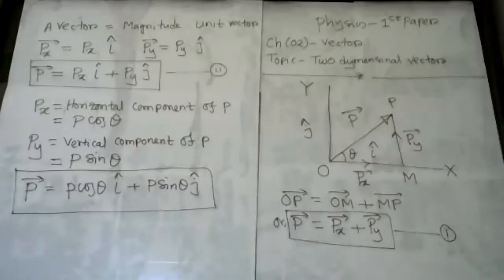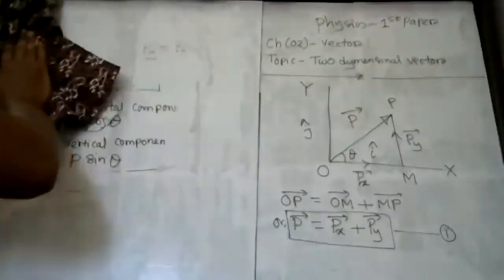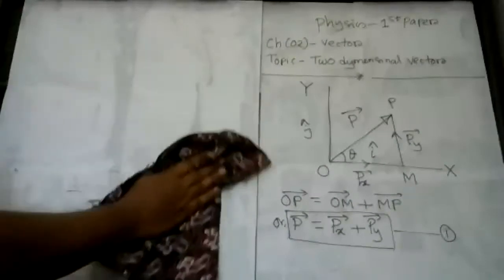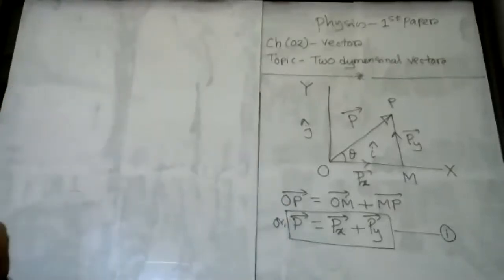In the next step, these are the presentations of a vector. So after presenting a vector quantity, the next question arises: how can I find out the magnitude of this vector? So, in the next step, I'm going to find out the magnitude of P. Let's see how I can find out this magnitude of P.